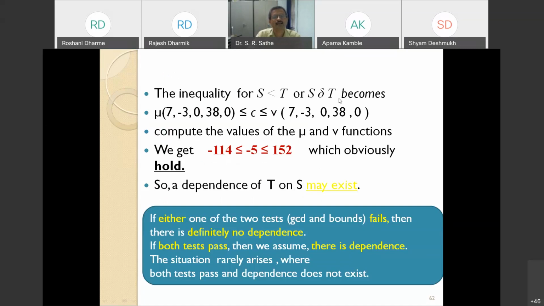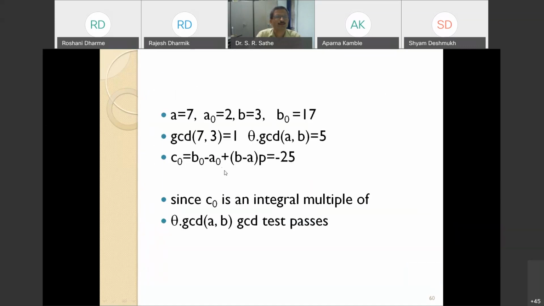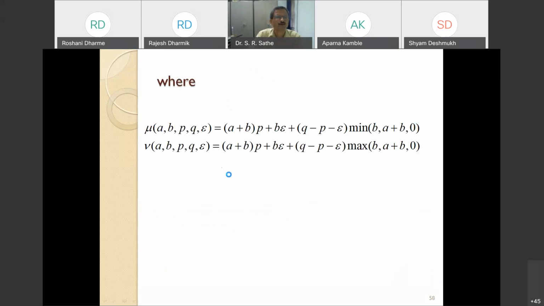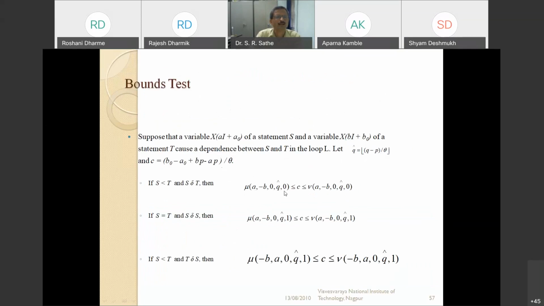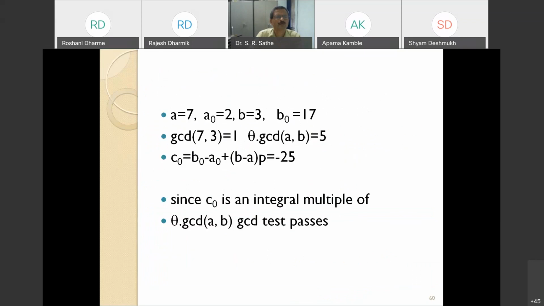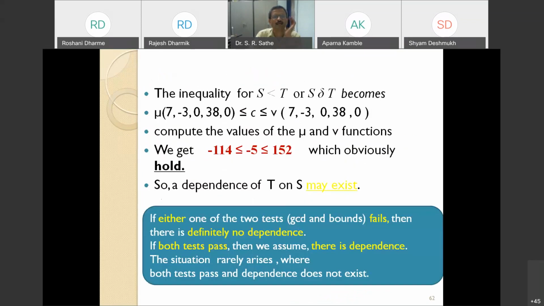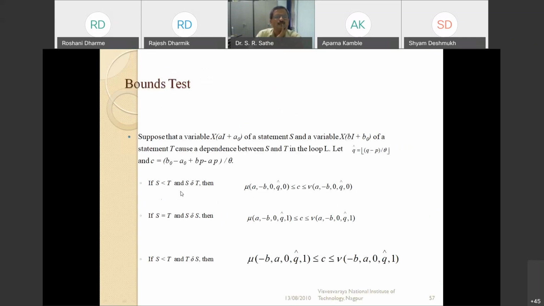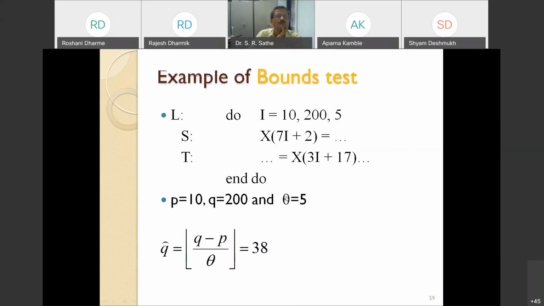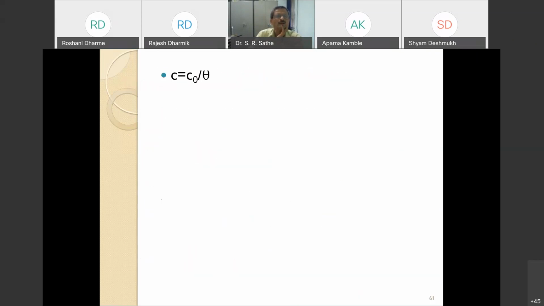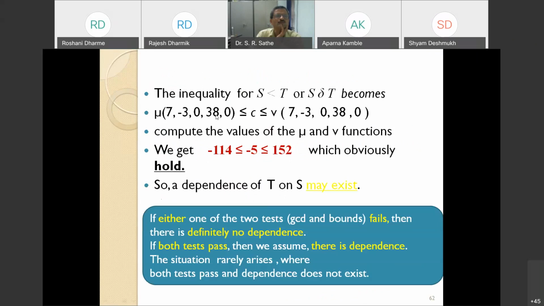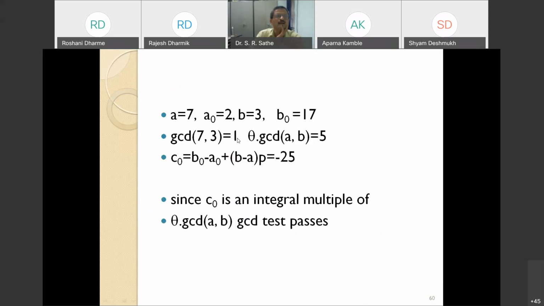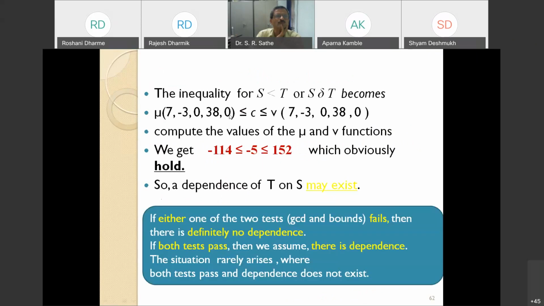So therefore now we have to apply the bounds test. T depends on S, as delta T becomes mu 7 minus 3, 0, 38, 0. I'll just mention how it has come. A minus B, where T depends on S. So first expression: we want to check whether T depends on S. So A minus B 0, Q caret 0. B is 3 and A is 7. So A minus B 0, 0.